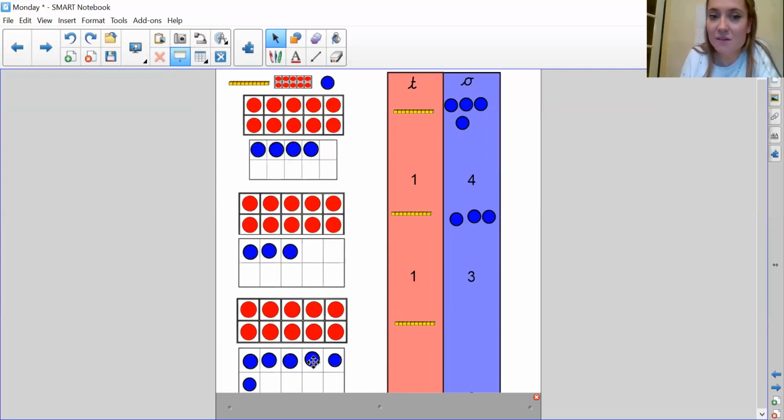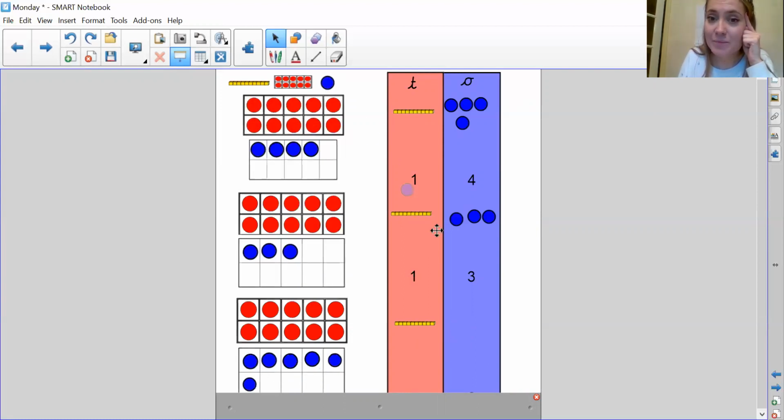1, 2, 3, 4, 5, 6. And some of you knew it was 6, didn't you? Did you know 5 and 1 make 6? So let's get 6 in my frame. So I've got my 10s here. So I've got 1 10. And I need to represent my 6 ones.